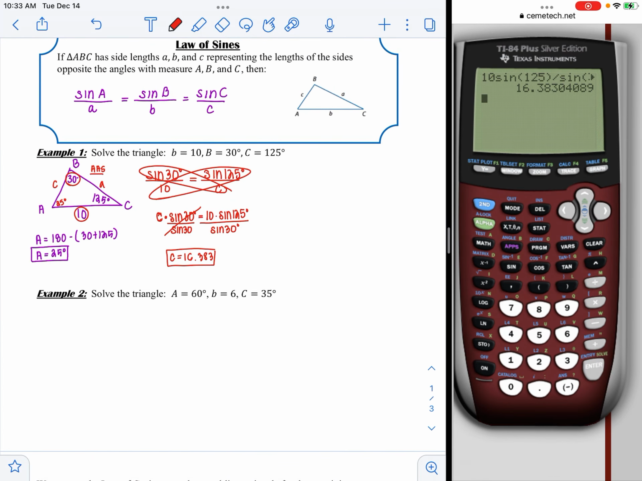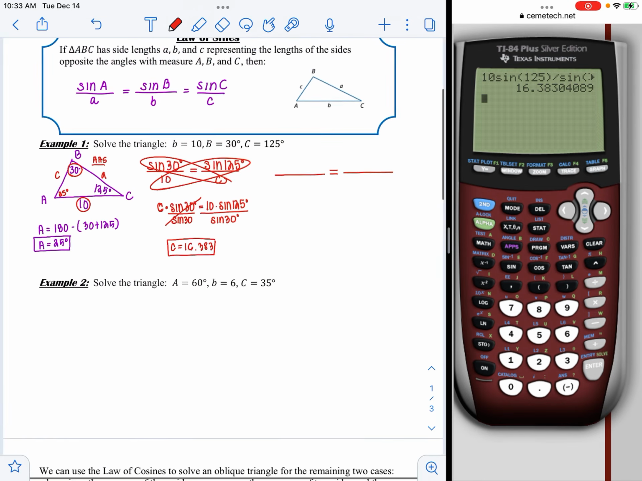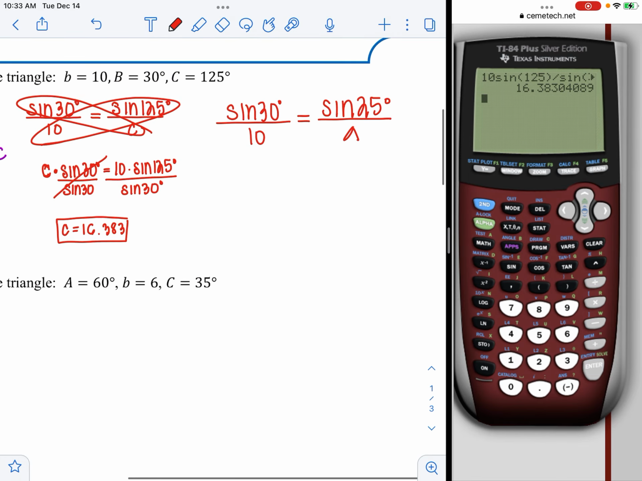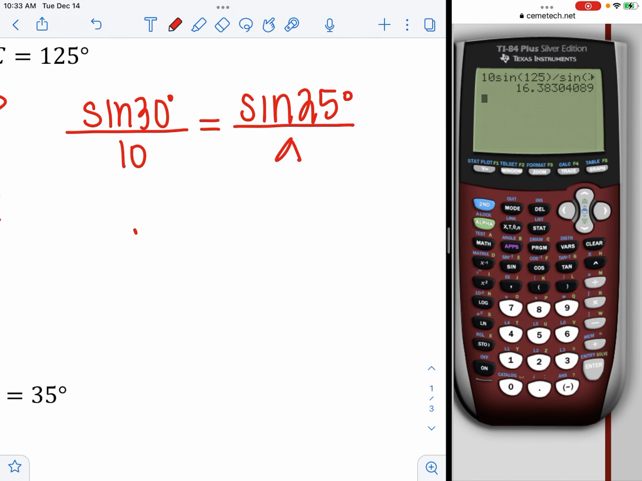All right, we only have one more side left, and that's side A. So we're going to use the law of sines again. Whenever you use the law of sines once, you're going to use it again. Your first ratio is always that ratio that you knew, which is sine of 30 over 10. And now we still have to solve for A. So we're going to do sine of 25 over A. Make sure you're doing the sine of the angle, which is 25, over the side, which is A. Now we can cross multiply and solve for A.